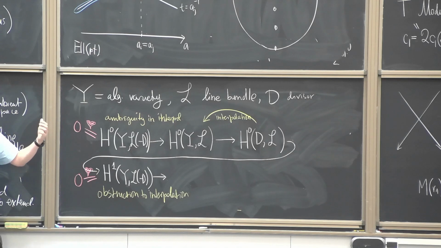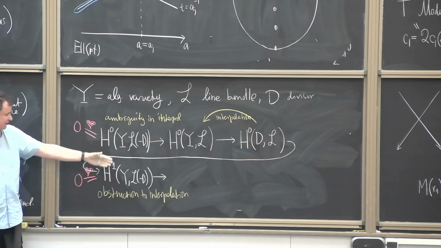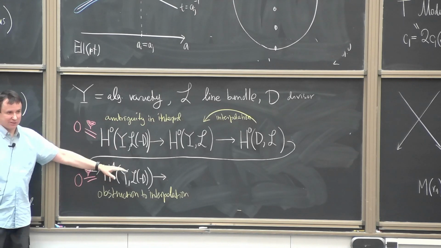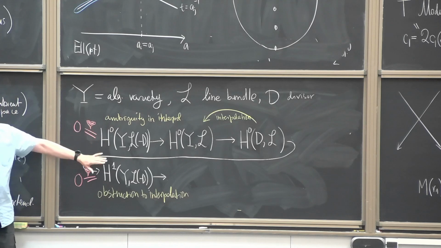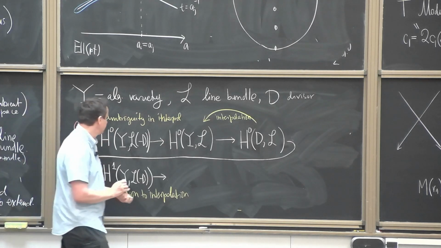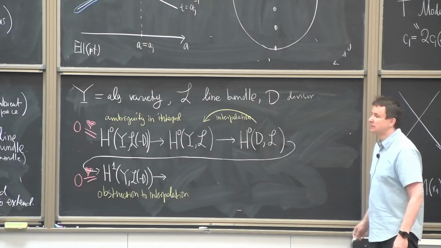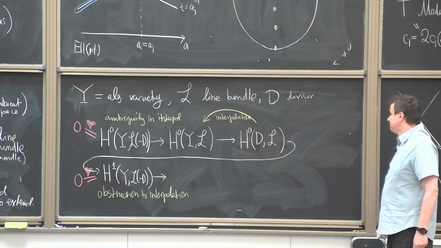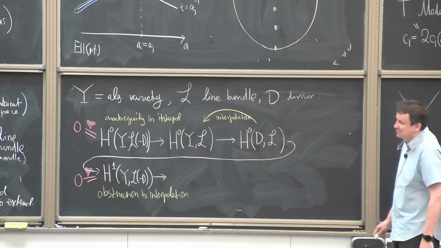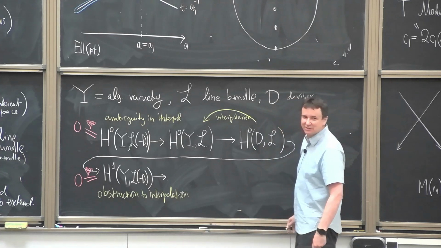I mean, if this is not 0, then it never has a unique solution. But there may be a unique solution even if the group is non-zero. But somehow, we would like this condition. Now, no, this is not what we're going to do. We're going to do something else.